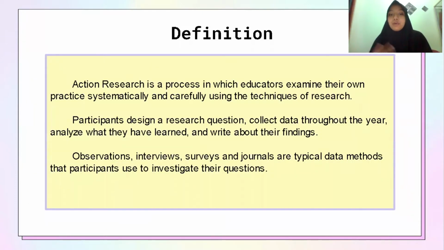Action research is a process in which educators examine their own practice systematically and carefully using the technique of research. Participants design a research question, collect data throughout the year, analyze what they have learned, and write about their findings. The methods that they can use are observation, interview, survey, and journal to investigate their question. So that's the definition of classroom action research.